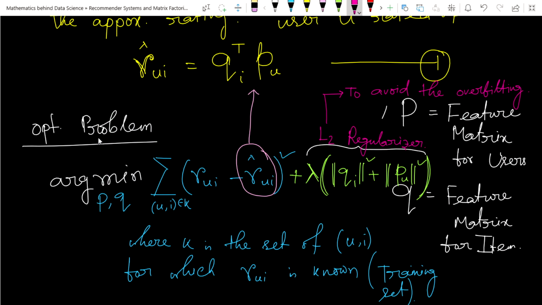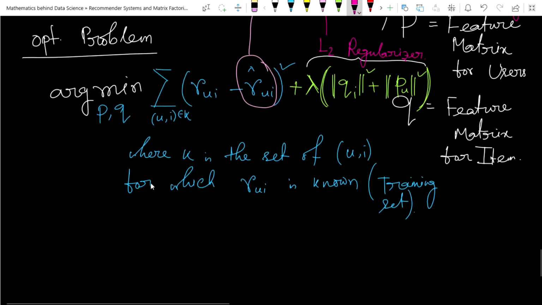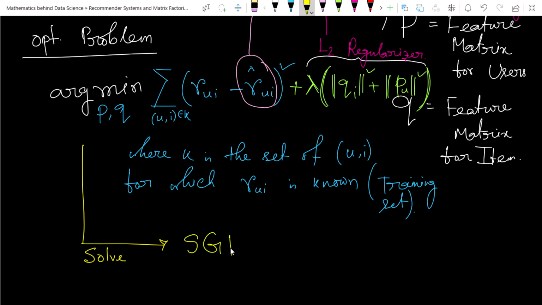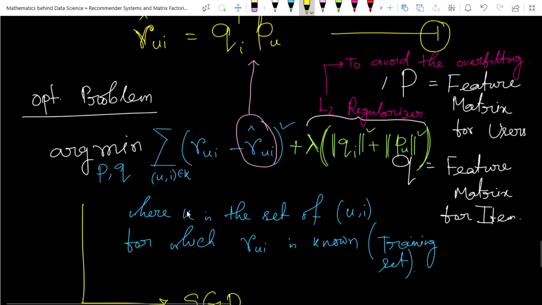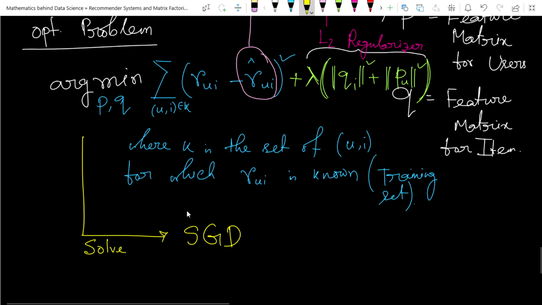Okay, now there are various techniques already available to solve it. We have seen stochastic gradient descent and the least squares method. There are many techniques available. Generally, we solve this simply using stochastic gradient descent. If you have forgotten it, I suggest you please go to my chapter on solving optimization problems. I have already discussed everything there step by step.